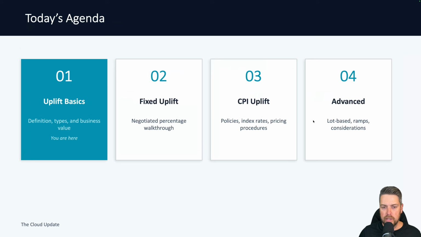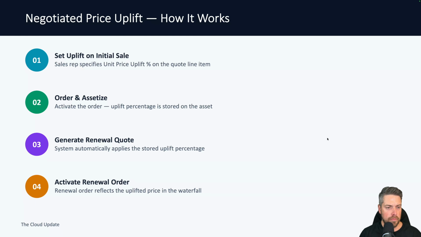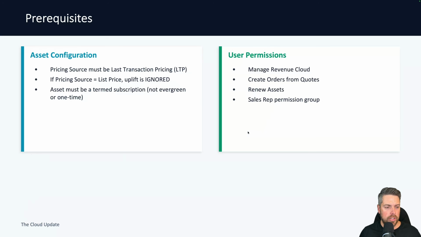So let's look at how we can do this. So we talked about uplift basics. We're going to talk through fixed uplift, then CPI uplift. So first up, what if we want to do fixed price uplift as a percentage that we can set on the initial sale and have the value carry through to the asset and then through the renewal. So we're going to be able to set it on our initial sale, then order and assetize our asset. We'll have that unit price uplift, and then that's going to be taken into account when we generate our renewal quote.